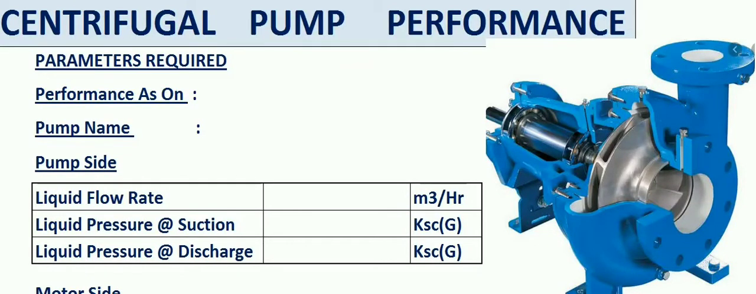Now we are going to see about the performance calculation of a centrifugal pump. A centrifugal pump is the equipment which transfers the liquid from a lower head to a higher head. For example, if we have the liquid at a lower level and we want to push it to the higher level, higher head area, we need the equipment which is called a pump.